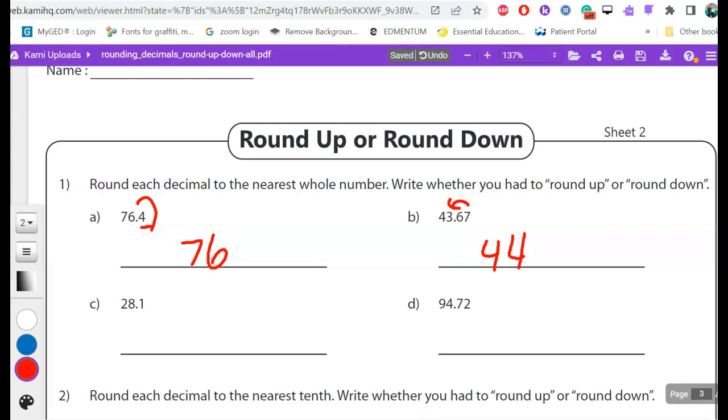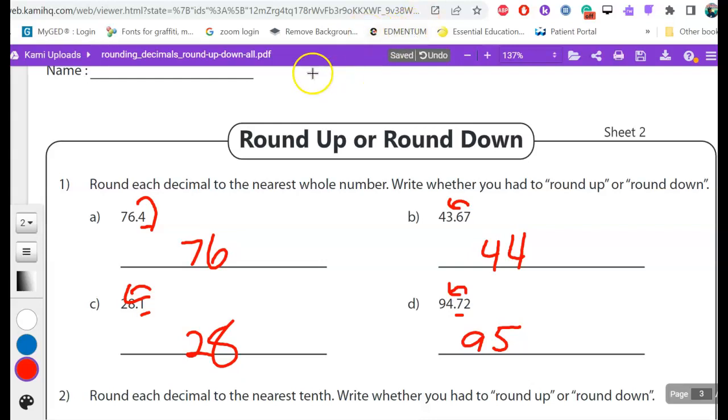Taking a look at letter C, I have 21.8. Now, I just have a 1 right here, not bigger than 5. So that 1 is saying to this 8, hey, stay the same. So this will just be rounded down or rounded off to 28. Taking a look at letter D, this time I have a 7. Remember, you only have to take a look at the first number after the decimal. That 7 is larger than 5. So it's telling that 4 to round up. So that's going to round up to 95. And again, just dropping off everything else.